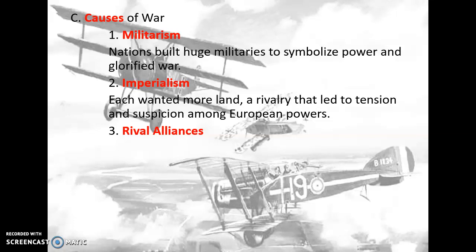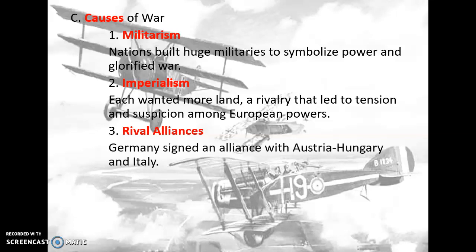Number 3, a third cause for World War I was the creation of rival alliances. Germany signed an alliance with Austria-Hungary and Italy. At this time in history, Austria-Hungary was one united kingdom, though they have two names, one kingdom. And then, of course, an alliance with Italy as well. This alliance was intended to protect Germany in case France ever invaded.